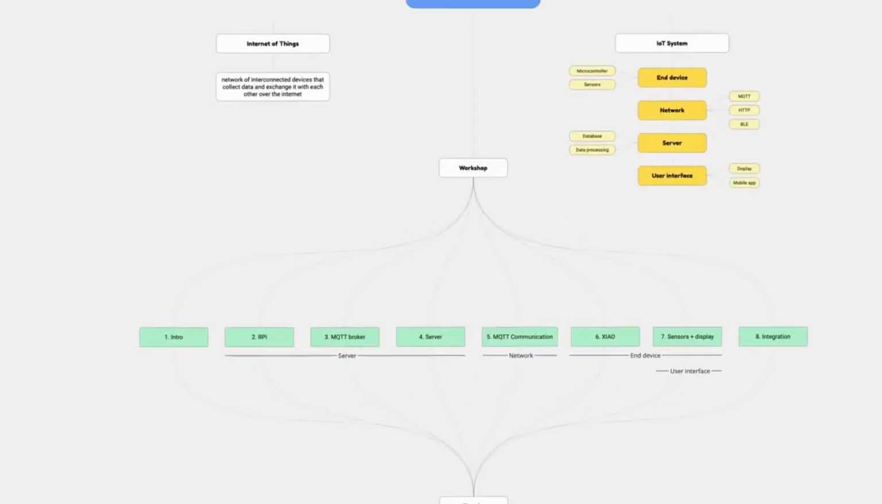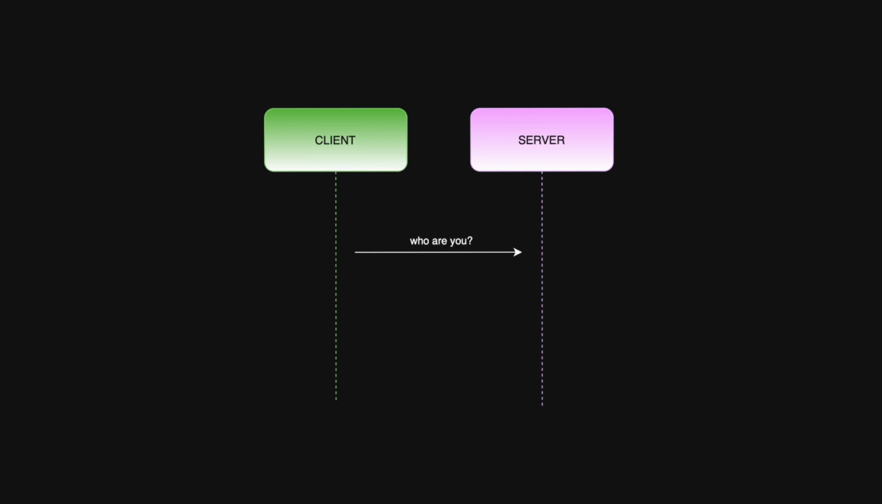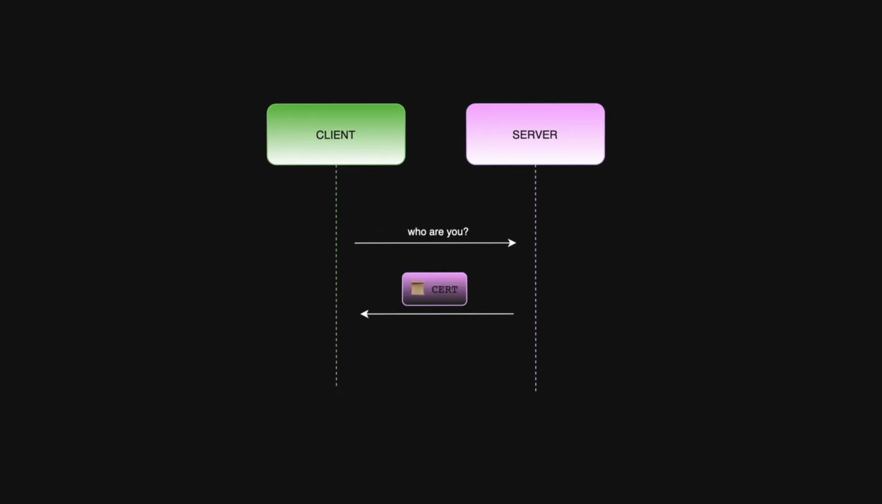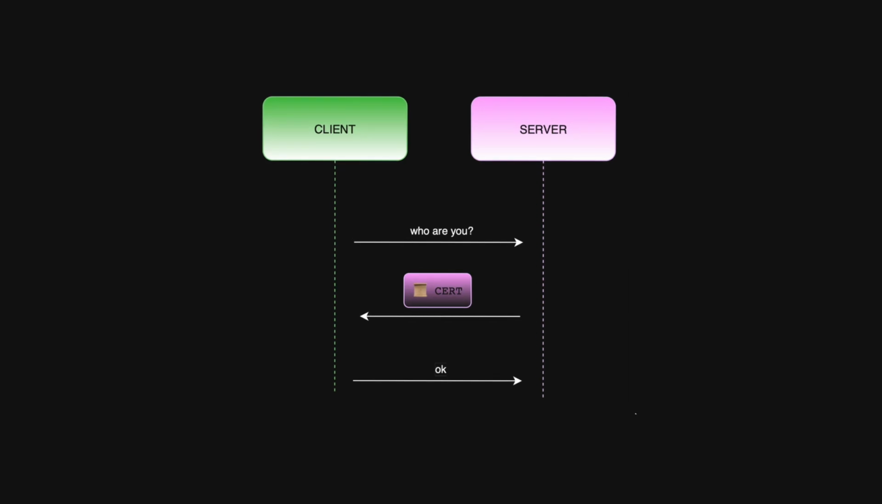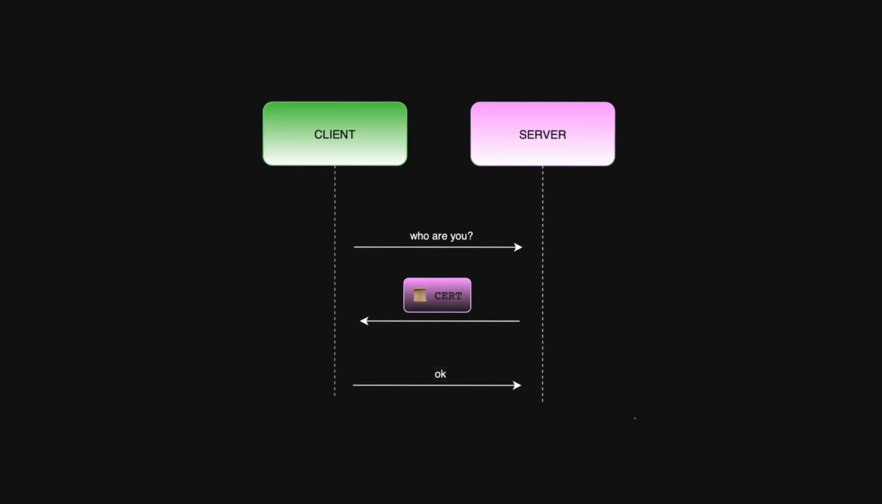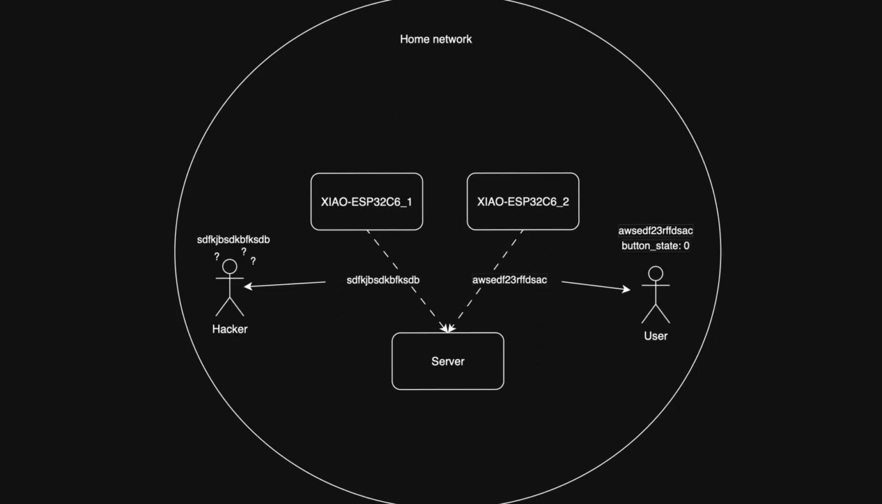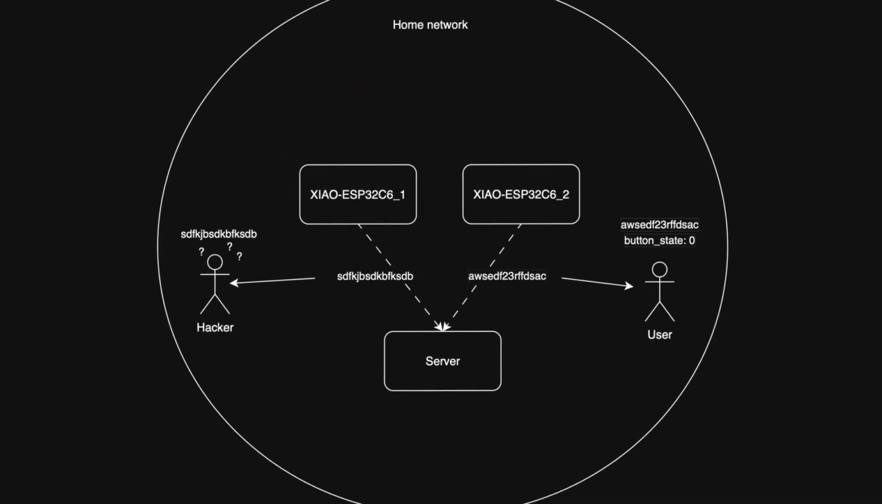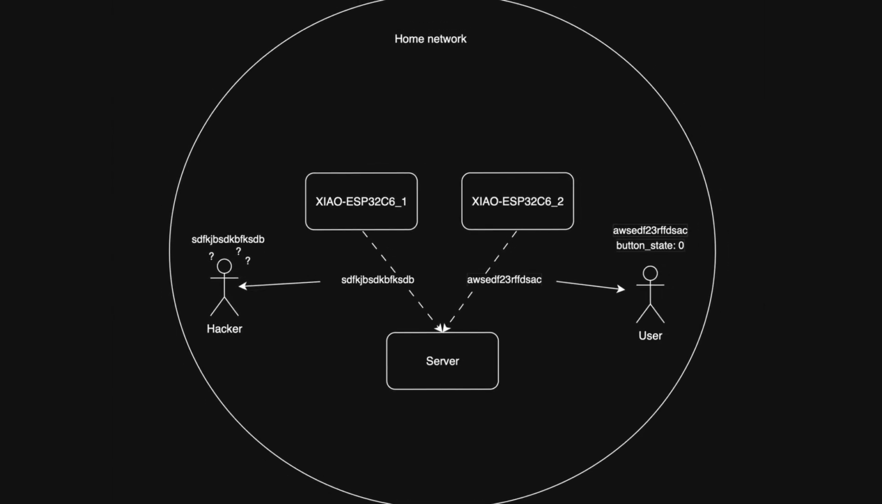A certificate allows the client device to verify the server's identity and establish a secure, encrypted communication channel. This ensures that the XIAO is connecting to the correct server rather than an impersonating device. Additionally, even if someone intercepts the data, decrypting it is impossible without the session key, which is known only to the client and the server.